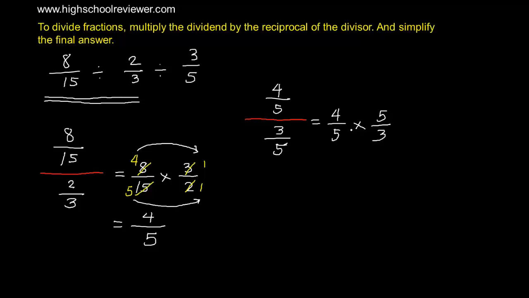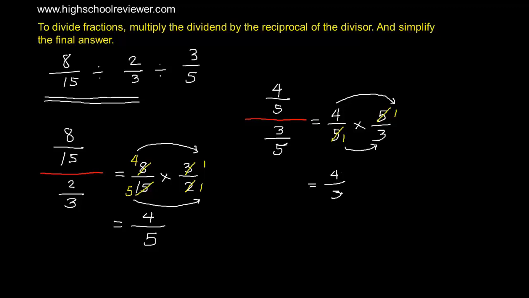And as we can see from the two fractions, we can cancel out both 5's. So 5 divided by 5 is equal to 1, 5 divided by 5 is equal to 1. And multiplying all the numerators and multiplying all the denominators, 4 multiplied by 1 is equal to 4, and 1 multiplied by 3 is equal to 3. 4 over 3, this is an improper fraction.